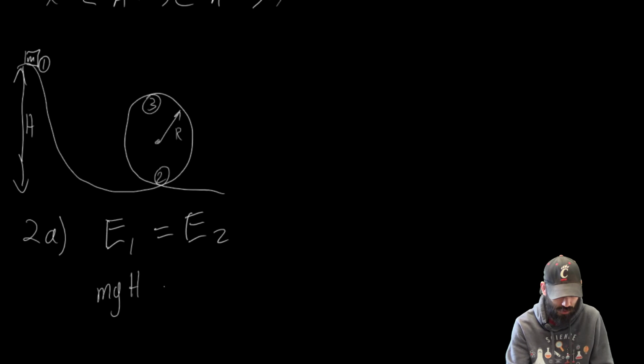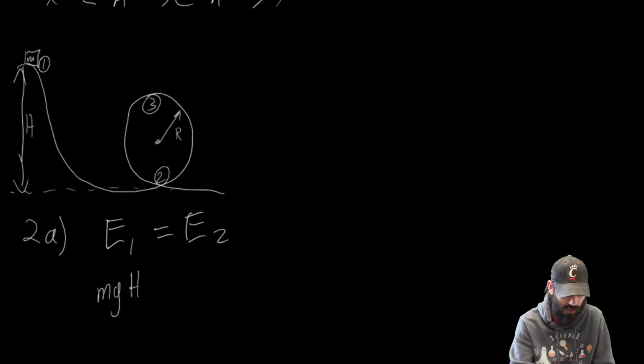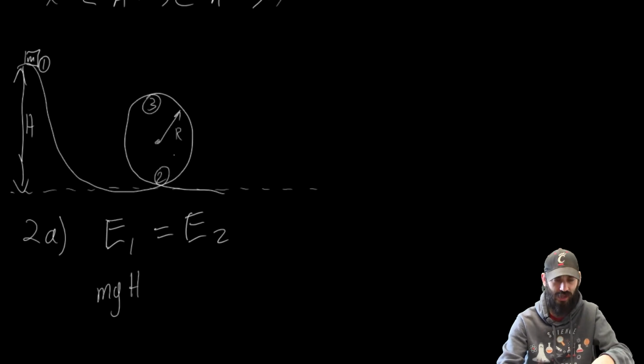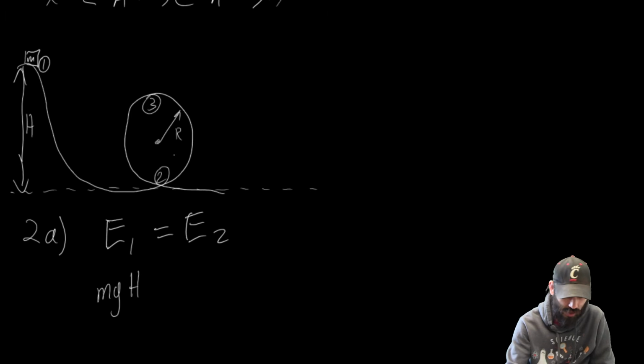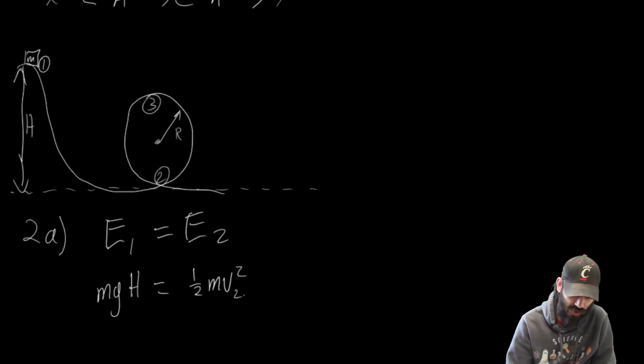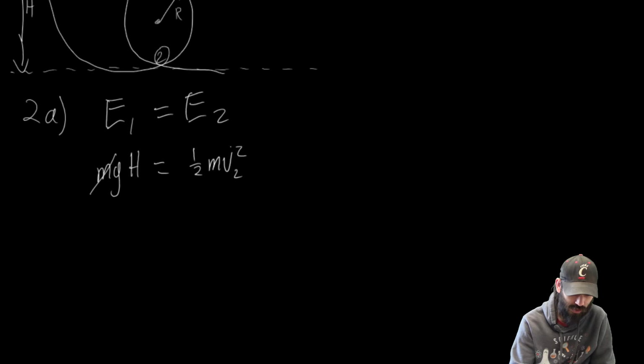What is the energy at 2? Well, I'm defining my ground to be right here. And 2 is essentially at ground level. You can see in the picture it's not exactly, but we're going to say that it is. And so that means that it's going to be all kinetic energy. So this is going to be equal to 1/2 mv squared, or v2 squared. Okay. So we want to find v2, do a little bit of algebra, cancel our m's. We see that v2 is going to be equal to the square root of 2gh.